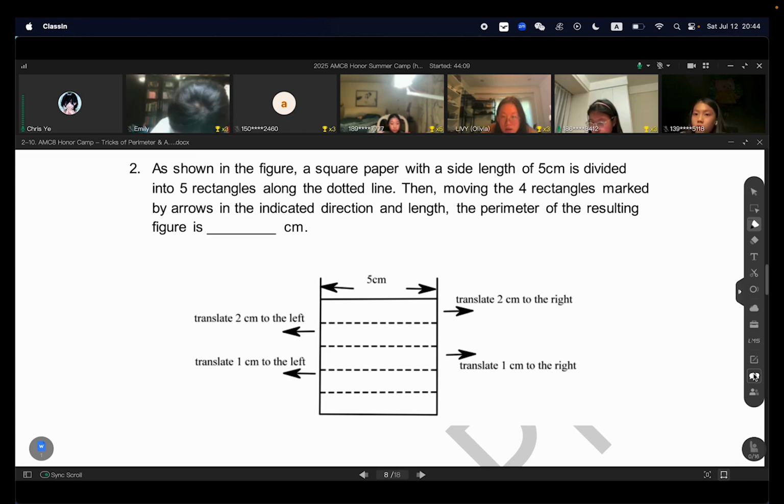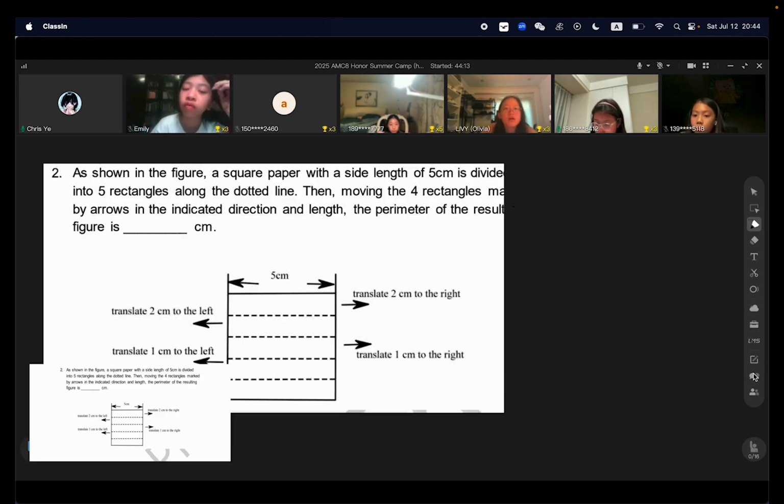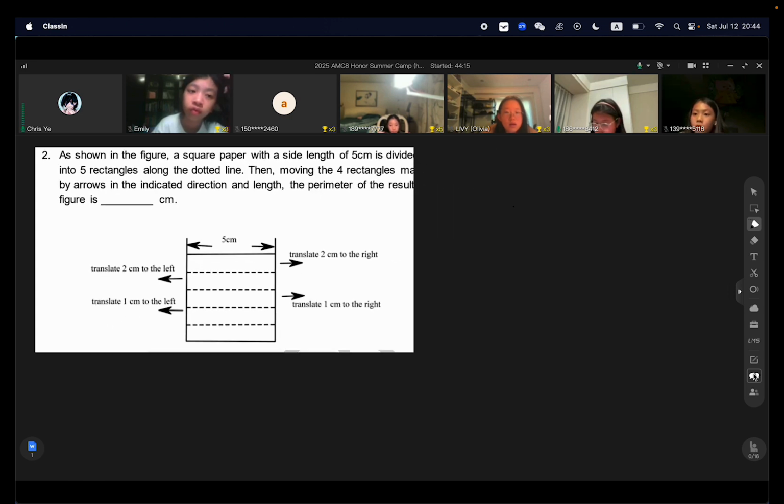I'm gonna isolate this question real quick. So it says that firstly we need to translate the first rectangle 2 centimeters to the right. In order to be able to visualize it better, we can divide those 5 centimeters into 5 equal parts, like this.